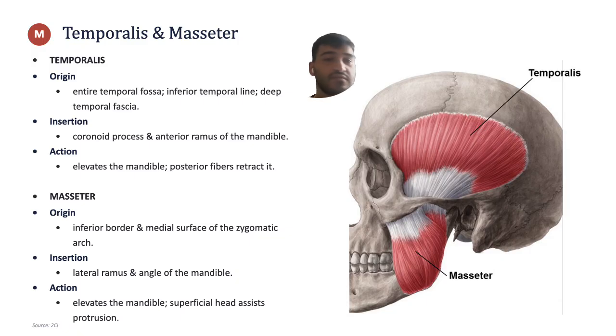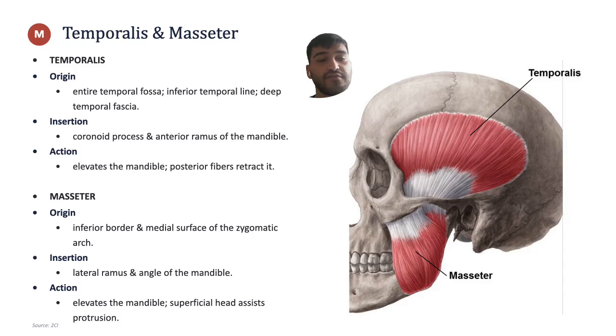So temporalis, which is right here, start with the origin. There's the entire temporal fossa, inferior temporal line, deep temporal fascia. The insertion is the coronoid process and the anterior ramus of the mandible. Its action is to elevate the mandible while the posterior fibers of it retract. So elevate and retract. So here we're closing and pushing back.